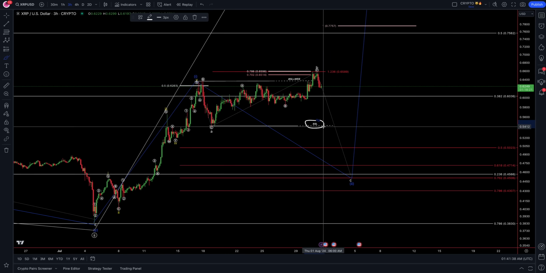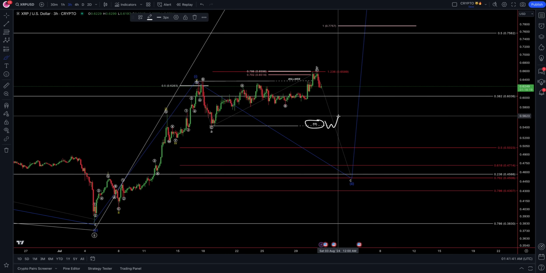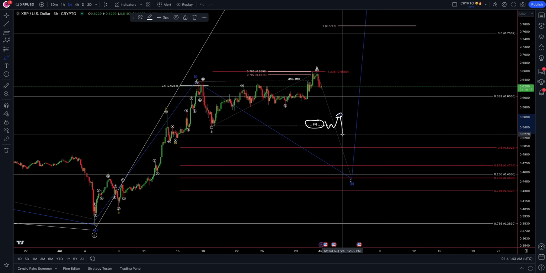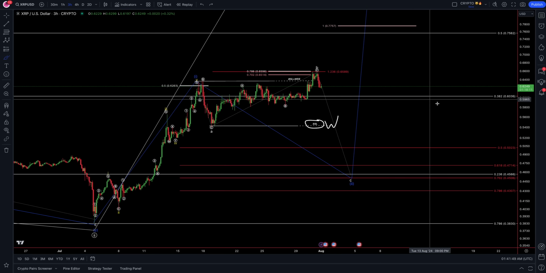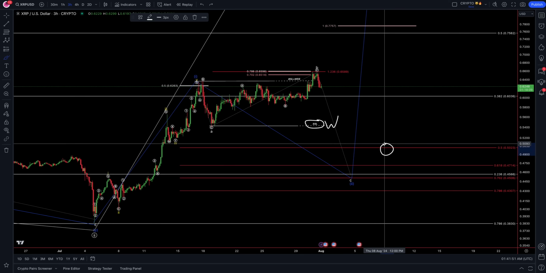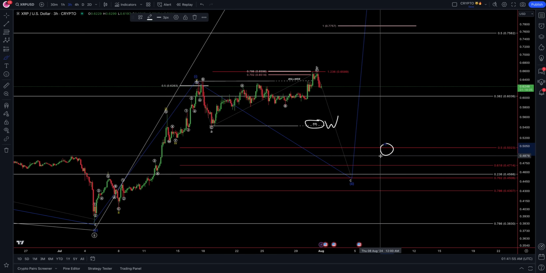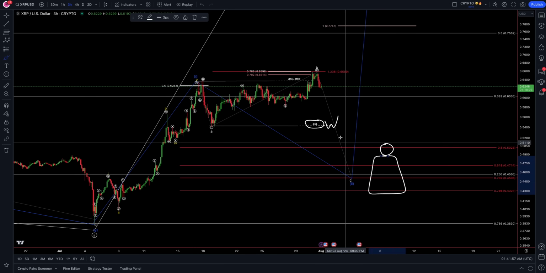side liquidity over here. It may come up for a little bit of a throwback, but it's likely it would get rejected and come down to the lower fibs below equilibrium at 50 cent. So 50 cent over here would be our equilibrium, and anything below it would be considered our discount region.